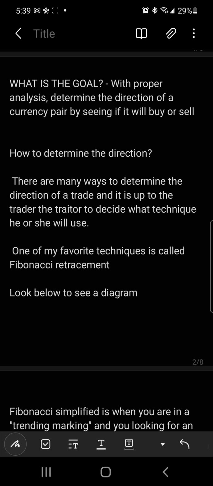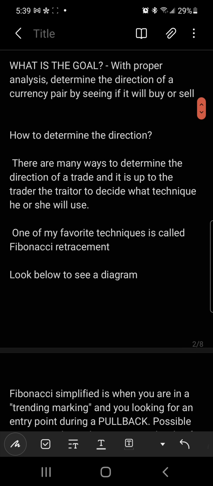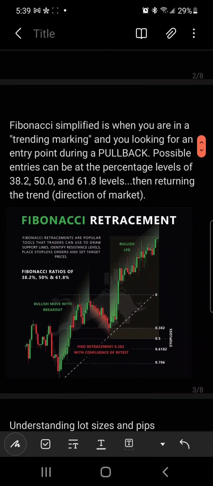One of them is called Fibonacci retracement. So we'll go ahead and go down here. So Fibonacci simplified is when you look at a trending market, whether it's buying or selling, like I showed you back there, and you're looking for an entry point during a pullback. So basically it's buying, as you can see here, but you want to enter here, which is a pullback. Basically having the opportunity to go in when price is at a better point.